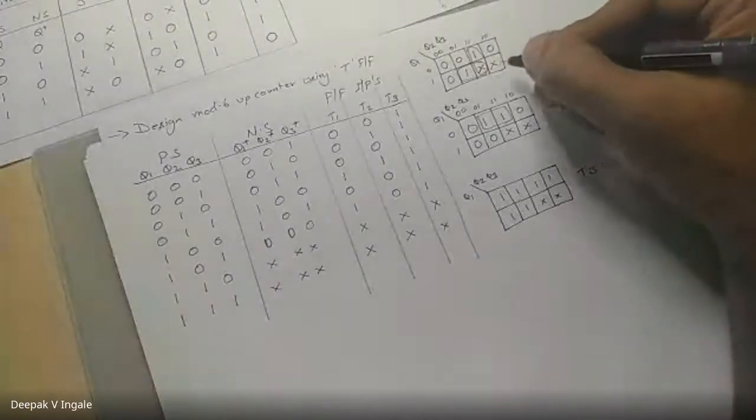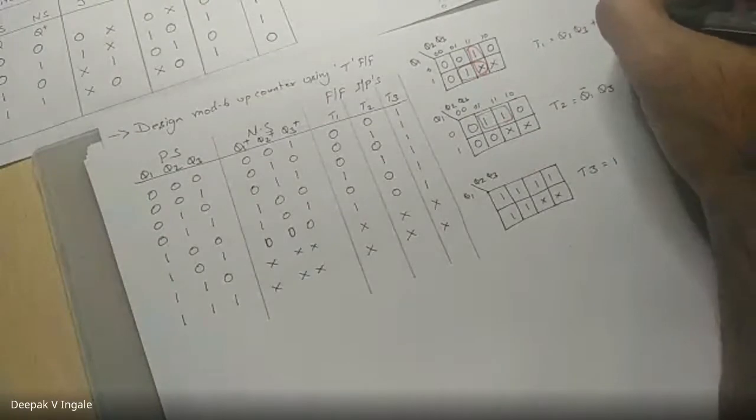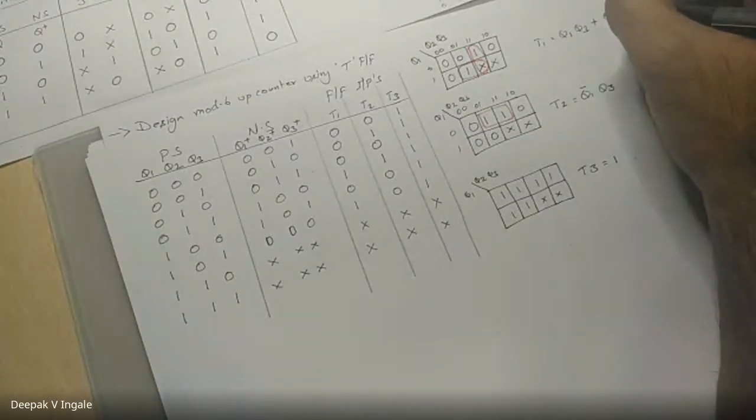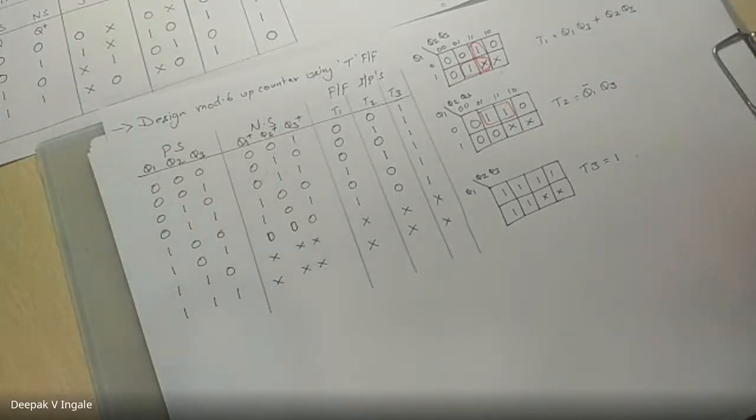If this would result into a quad, we would add. Otherwise, we would only be adding two more gates, one AND gate for this and one OR gate for this. So here it's going to be Q1, Q3 plus Q2, Q3. Fine. Understood the concept?